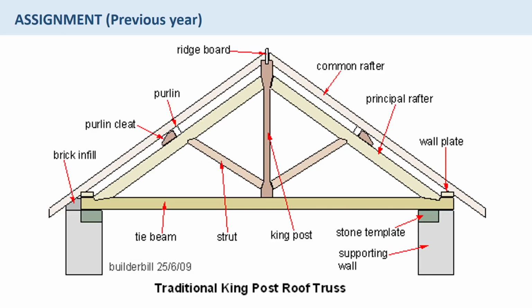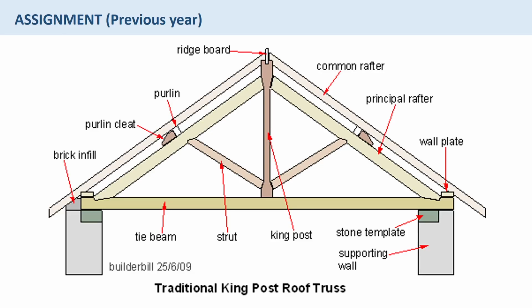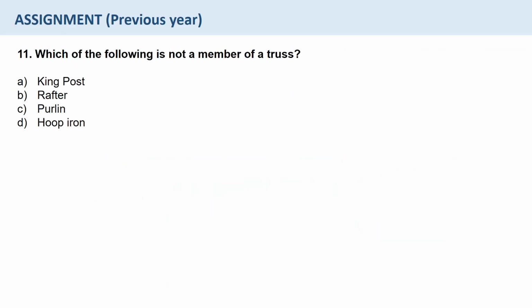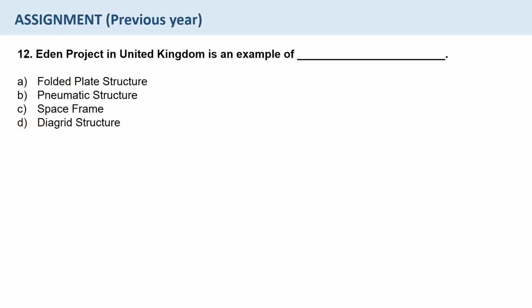So in this image we see a rafter, purlin, strut, post. All these are parts of a truss, while hoop iron is not a part of a truss. So the answer is D, hoop iron.